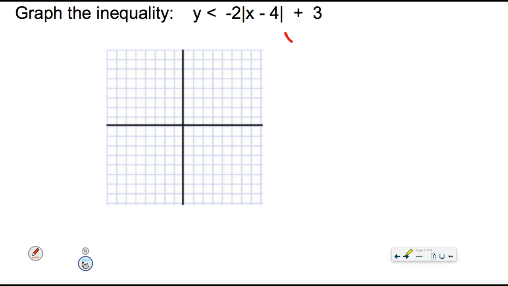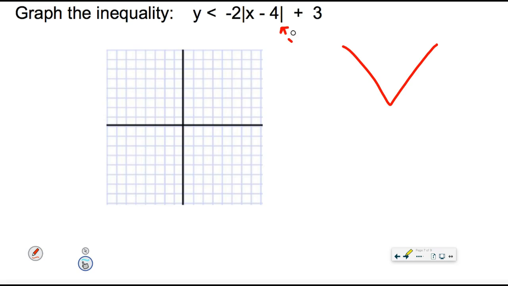So the minute you see the absolute value bars, you're going to think that they kind of piece together like that. This is going to be a V. When you're done, Leah, you better get a V. Because this is a less than, you're going to get a V with some shading. Does that make sense?